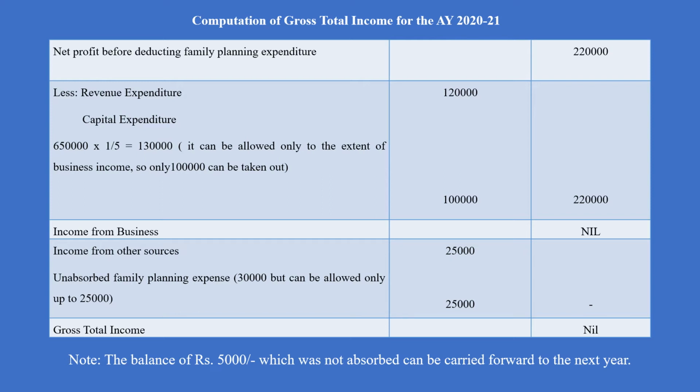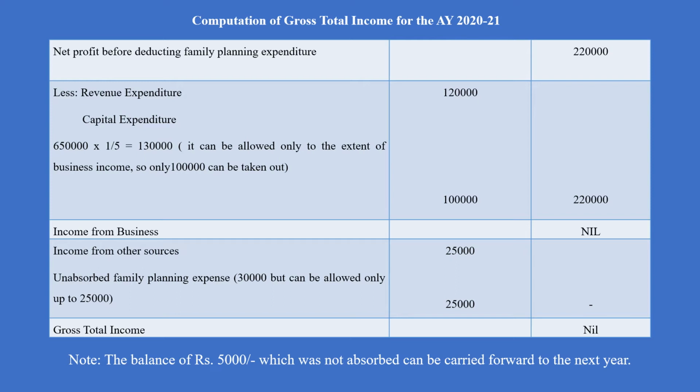Now out of this 1,30,000, you can only take 1 lakh, because in the outer column the net profit itself is only 2,20,000. Your revenue expenditure is 1,20,000. The remaining amount that you can take is 1 lakh only. Only then you will get 2,20,000 and your business income can be shown as nil. If not, it will become a negative figure, which is not allowed. Okay, negative figure cannot be taxed. Understand? So it can either be a positive figure or it can be nil. It cannot be a negative figure in case of an income tax sum.